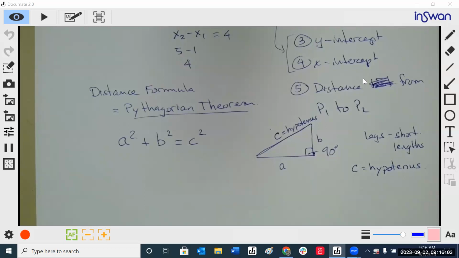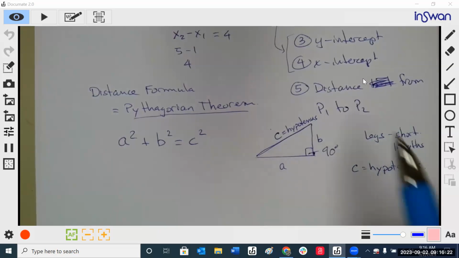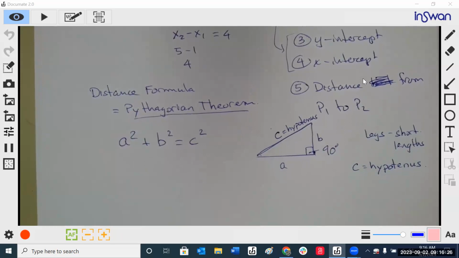Use pencil and paper, don't use calculators. Now, you've seen this before. What it says is this: the length of A squared plus the length of B squared is equal to the length of C squared, if I add those together.